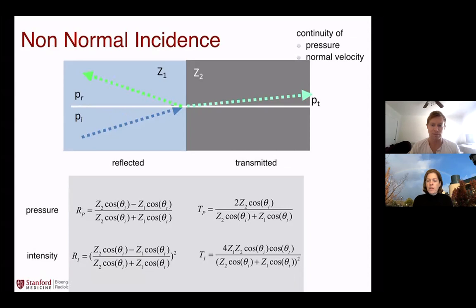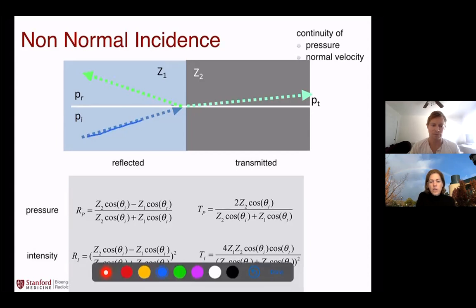This is now showing you the incident pressure coming in this way, and then the reflected pressure, and then the transmitted pressure coming this way. But there is continuity of pressure, so we have to think about continuity on this side and this side. Same thing as we saw before, because that interface is going to be at equilibrium, you have to have the same pressure on each side.